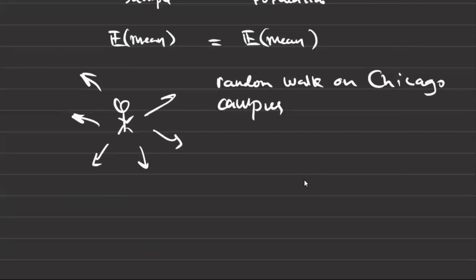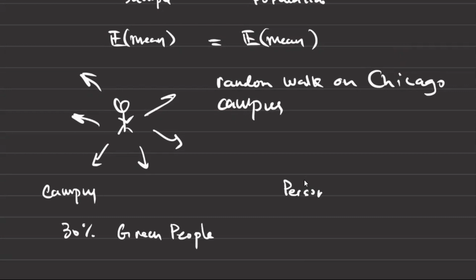So let's take a look at the campus level, not just me as a person. Let's say at the campus level, you have 30% of green people. That's the campus level. And then if you take a look at my personal level, my personal walking trajectory, I'll be meeting some people along the road. Maybe I meet a green person, maybe not. But if I talk to every person randomly, everybody walking past me, I should be getting 30% on average of green people.